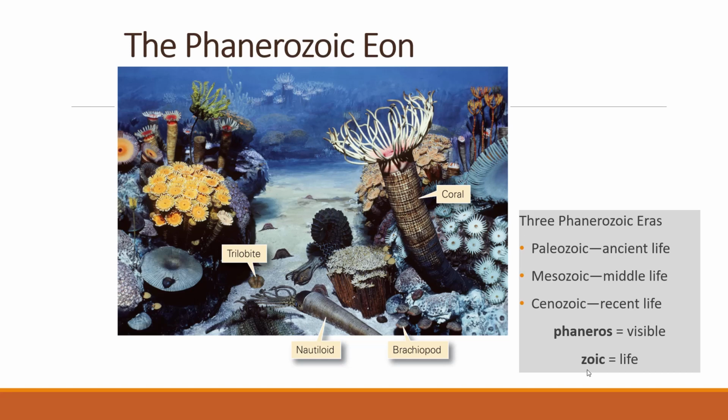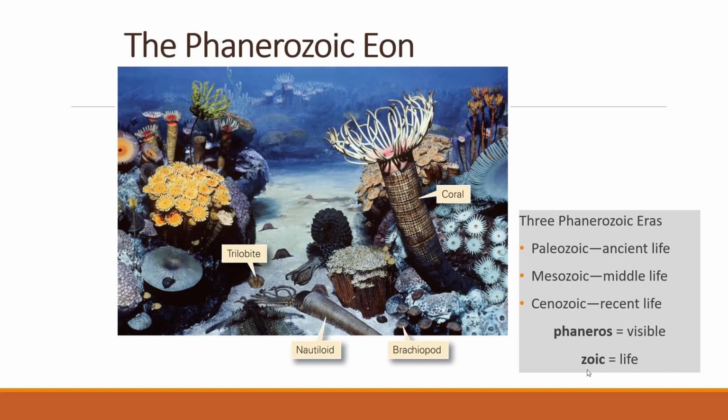So the Phanerozoic eon is the next eon. The Phanerozoic is composed of 3 eras. So Phanerozoic refers to visible life. It's called that because now we have an abundance of life. We see fossils. So the 3 eras are Paleozoic, which refers to ancient life, Mesozoic, which refers to middle life, and Cenozoic, which refers to recent life. We are in the Cenozoic era.